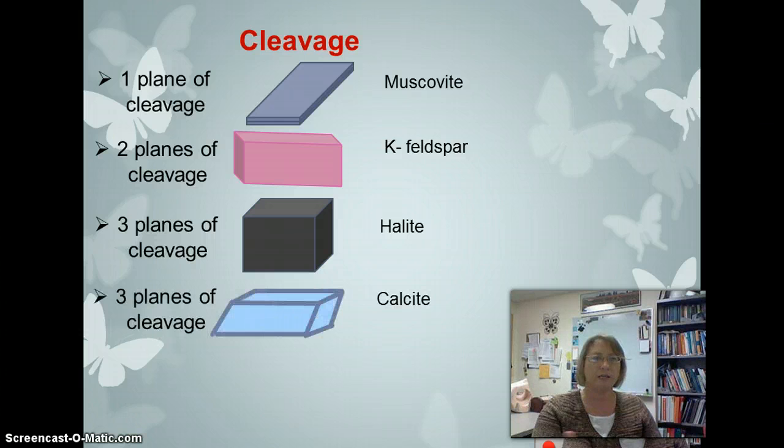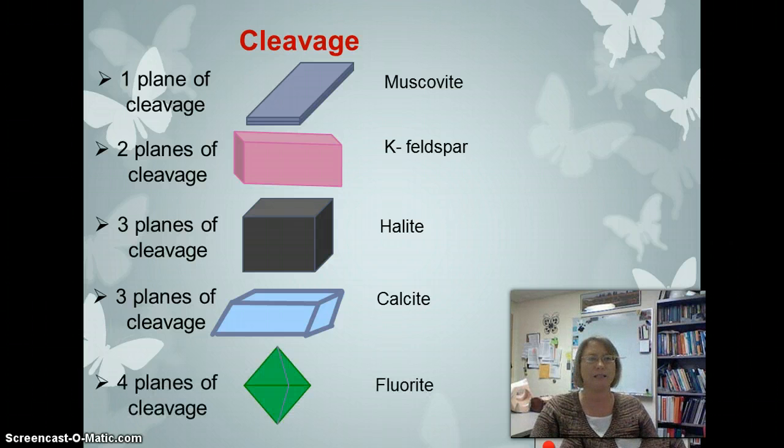Another mineral that has three planes of cleavage would be calcite. However, when we look at its cleavage, it comes in at angles that are not at right angles to one another, unlike halite, which has 90-degree angles between the cleavage planes.